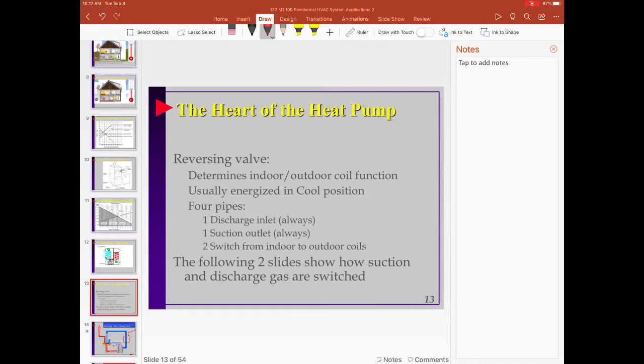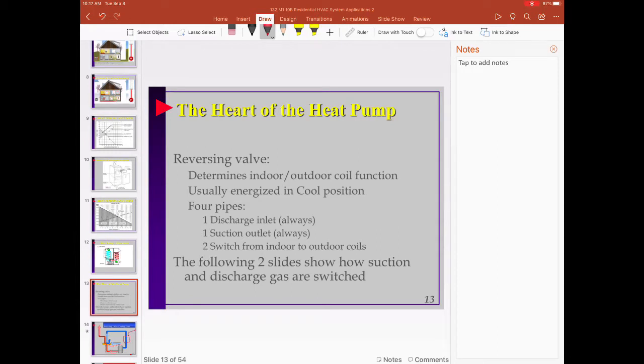So where we left off is we were just starting to talk a little bit about the reversing valve, and some people call that kind of the heart of a heat pump because it plays such a key role in the operation of the unit. Now, the reversing valve that we use on a heat pump is going to determine the function, whether you are doing heating or you are doing cooling. So it's determining the function of the indoor coil operation. Typically most heat pumps will energize their reversing valve in the cooling position, and they will de-energize as a default in the heating mode.